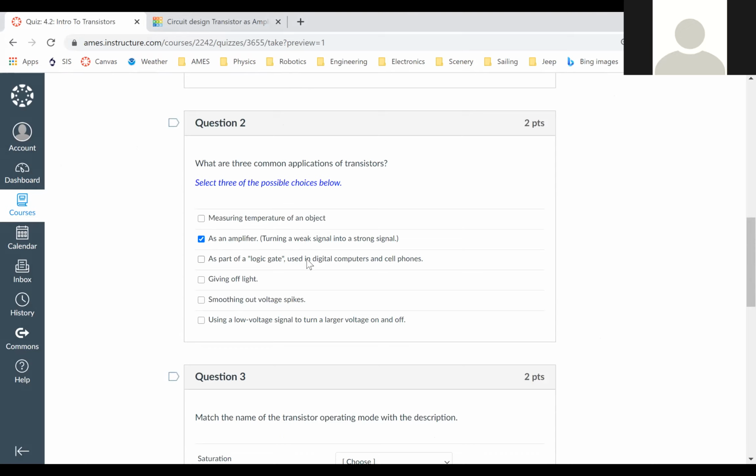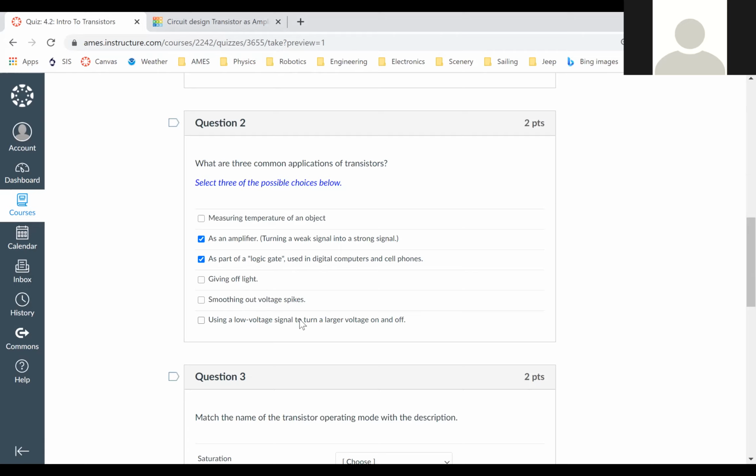Logic gate is one thing that I mentioned very briefly, but only briefly. That is what we're going to focus on today, in fact. Today, we're going to learn what a logic gate is and how a transistor is used as a key component of a logic gate. Giving off light, nope, that's not a transistor. Smoothing out voltage spikes, nope, that's a capacitor, which is something we haven't talked about yet, but we will.